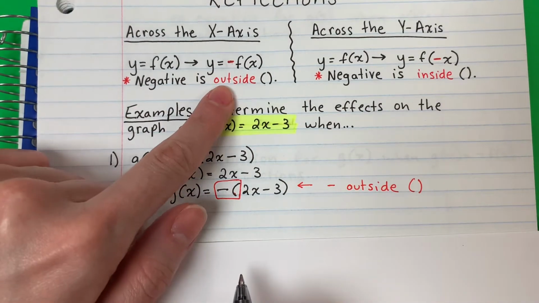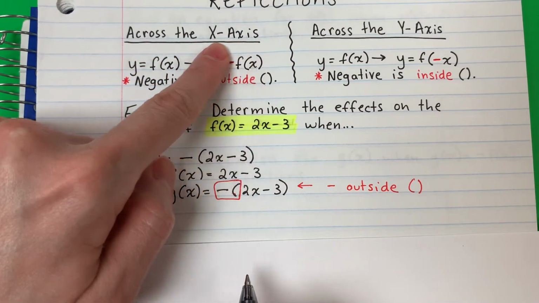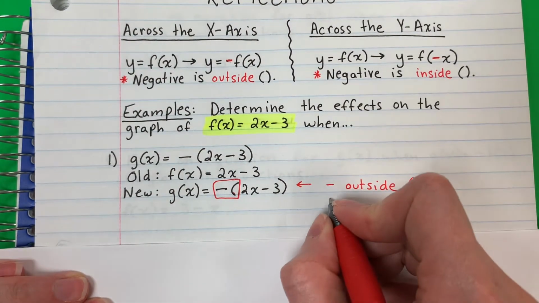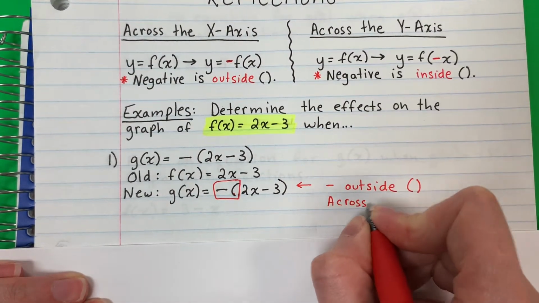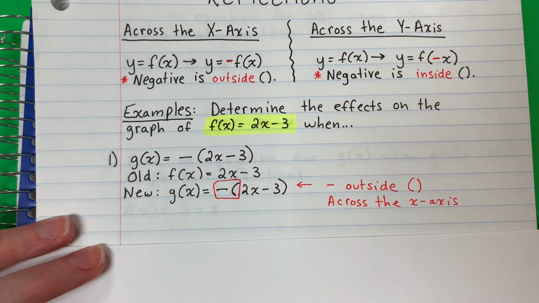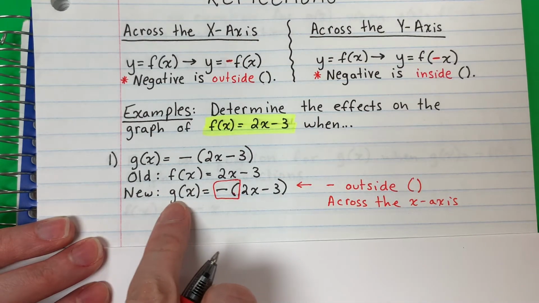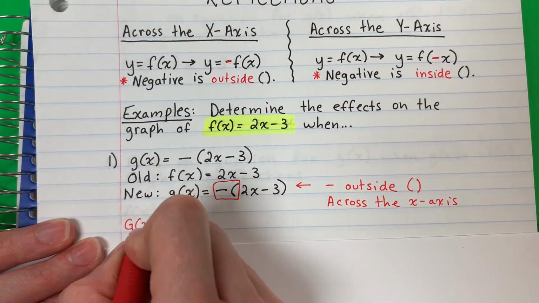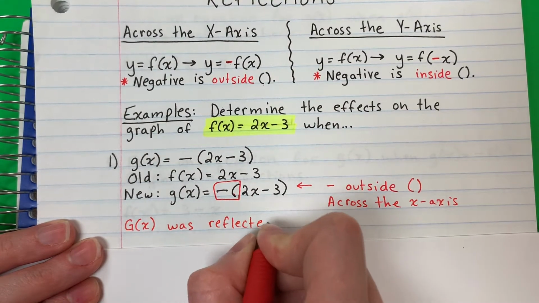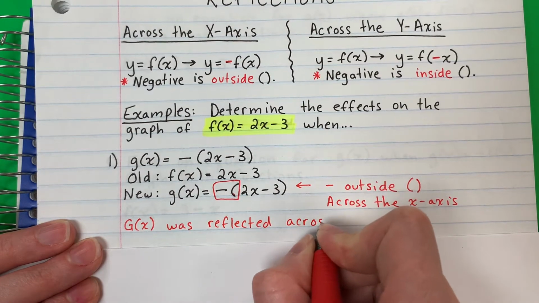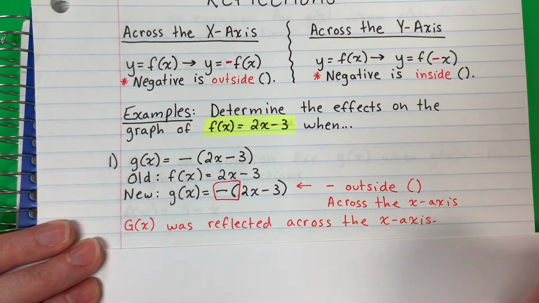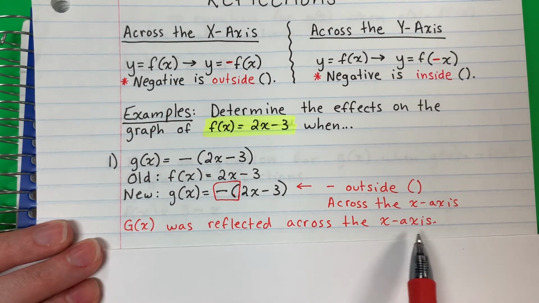So what is minus outside? Menos afuera. Minus outside, that is across the x-axis. That is a reflection across the x-axis. So let's go ahead and write a sentence. Vamos a escribir una oración. So we're going to write g of x was reflected across the x-axis. Hay una reflexión con el x-axis.